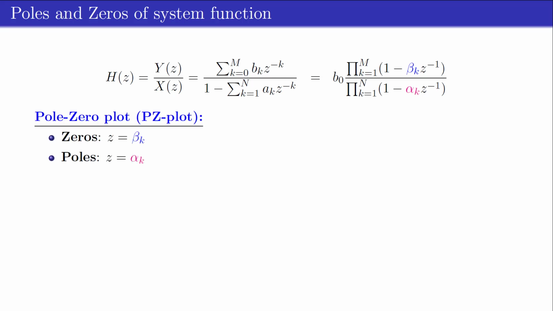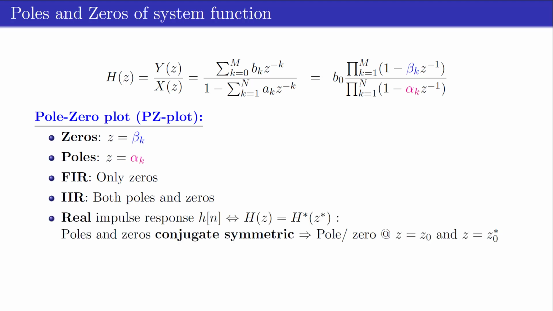Note that each term in the numerator, 1 minus beta k z to the power minus 1, contributes a zero to the system function at z is beta k and a pole at z is 0. Similarly, each term in the denominator, 1 minus alpha k z to the power minus 1, contributes a pole at z is alpha k and a zero at z is 0. On the other hand, an FIR system consists, besides poles at z is 0, only of zeros. On the other hand, an IIR system consists of both poles and zeros.